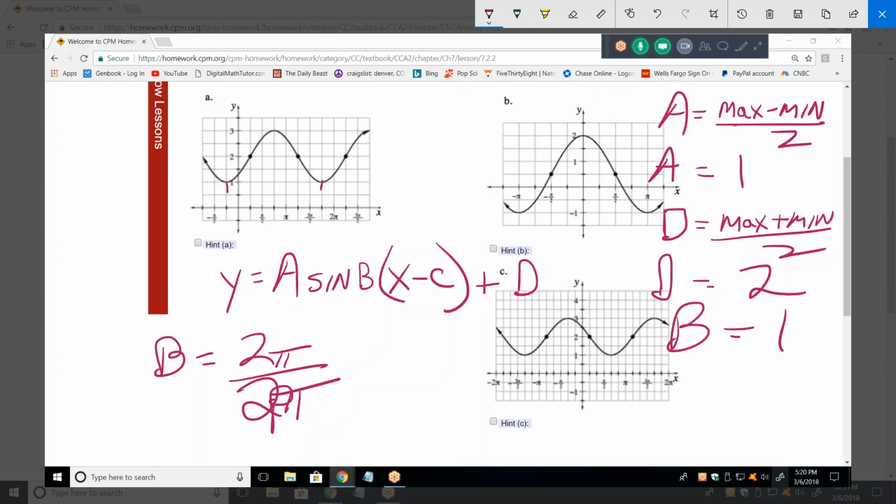Now, C, the last thing, is the amount that it's been shifted left or right. Well, I'm using sine. That doesn't have to be sine. We can use sine or cosine with the sinusoid function. In this case, I'm going to take the easiest method and use sine. Now, if I were to draw a sine curve, the sine curve starts right there, right? In other words, if I were to draw a non-shifted sine curve, it would look like this.